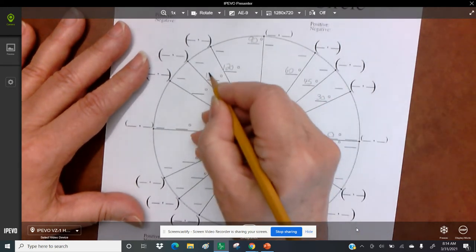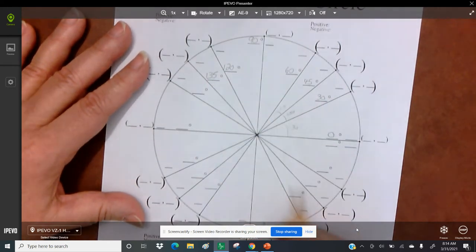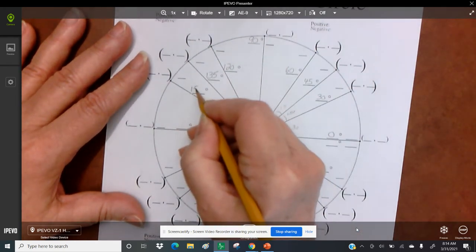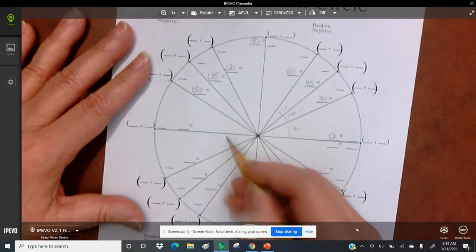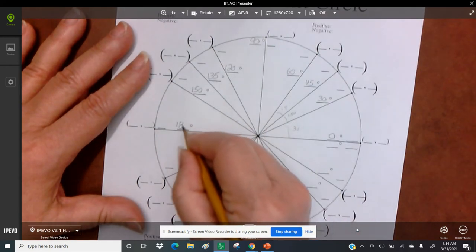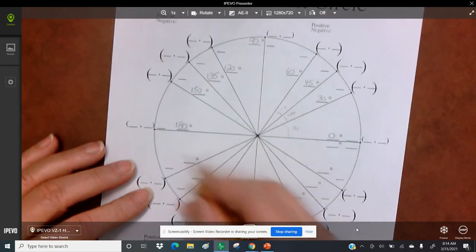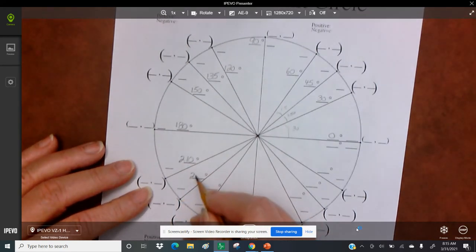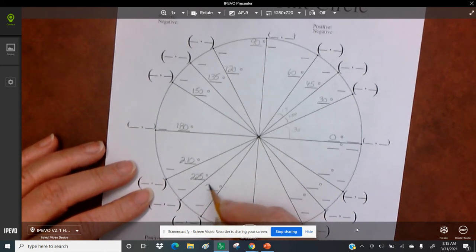So this will be 135. And when I go from here to here, I'm going to add 15 again. So this will be 150. Now I have to add 30. So this will be 180. I'm going to add 30 again. So this will be 210. I'm going to add 15. So this will be 225. I'm going to add 15 again. So this one here will be 240.